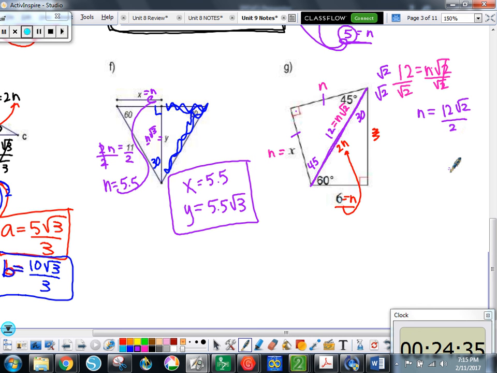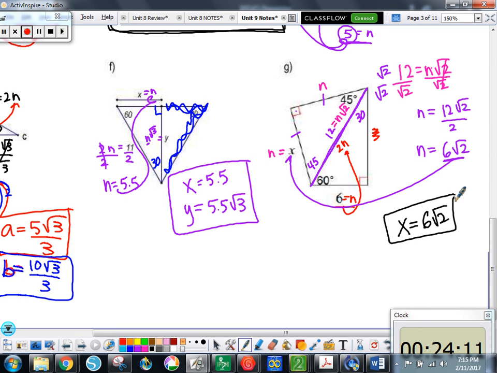However, that can be simplified because I've got the 12 and the 2. So N equals 6 square root 2 over 1. Now that we know what N is, we can substitute it right here. Final answer, X equals 6 square root 2. I love it. Okay, cool.